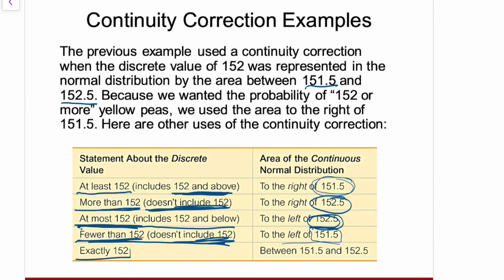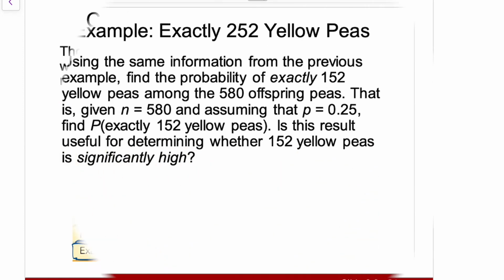Something we almost never answer in a continuous case is the probability of getting exactly. If that was the case, I would want the probability of falling in between those two values. That would be the probability that 151.5 is less than x is less than 152.5. And we would have to do 2 z-score conversions to find the standard normal distribution for those 2 values.